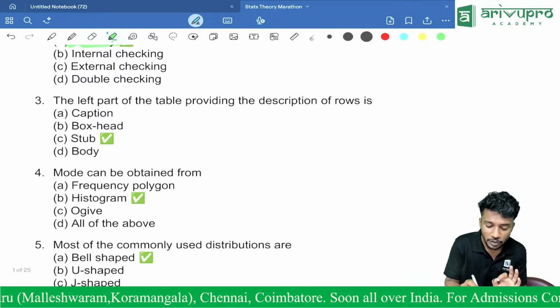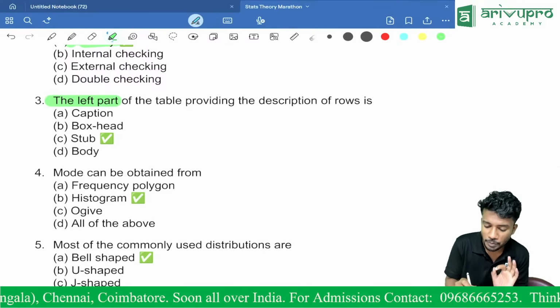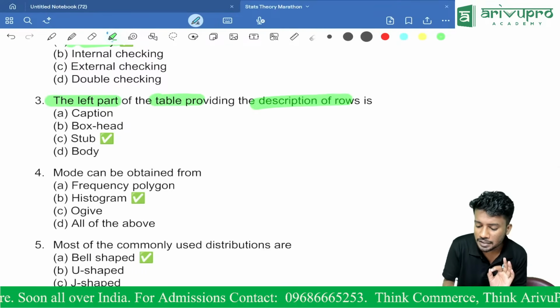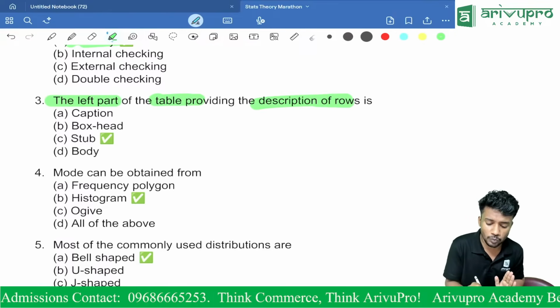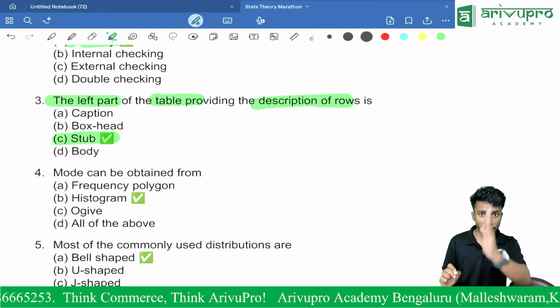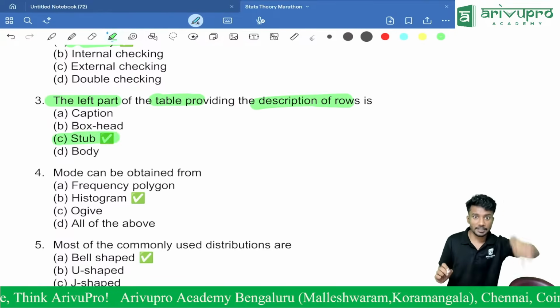The most important question, the leftmost part of the table providing description of the row is called as what? Stub. Okay, remember, leftmost part of the table is stub.